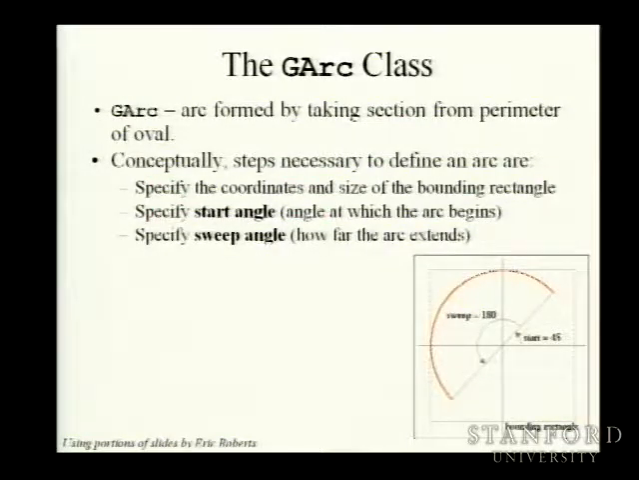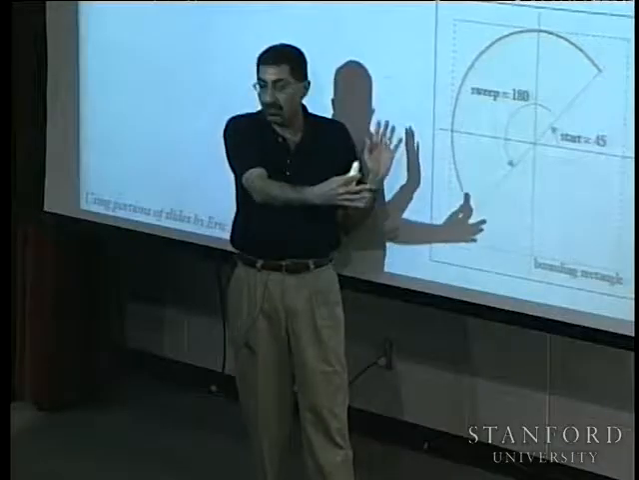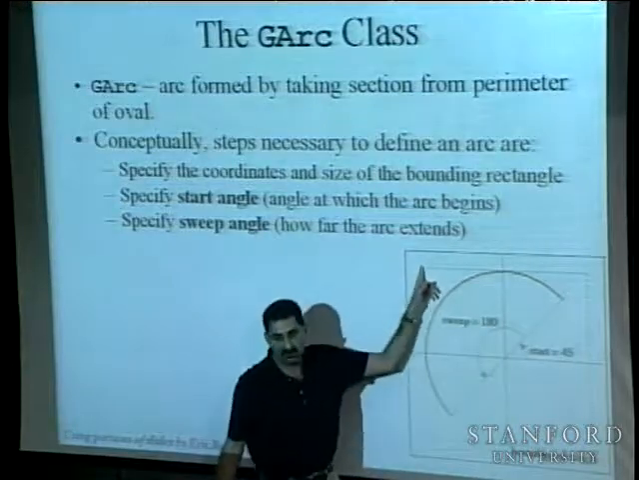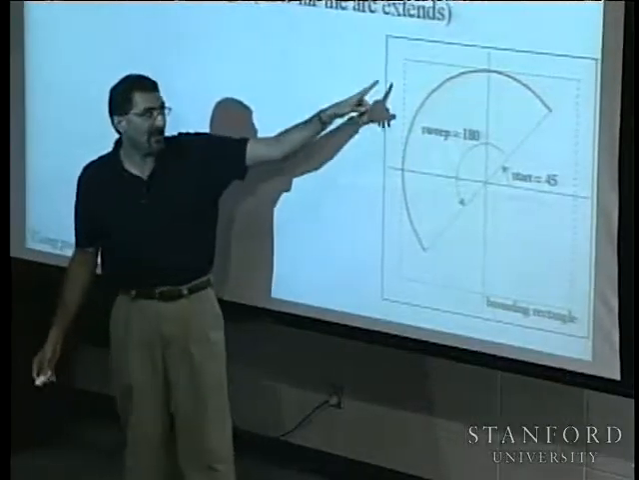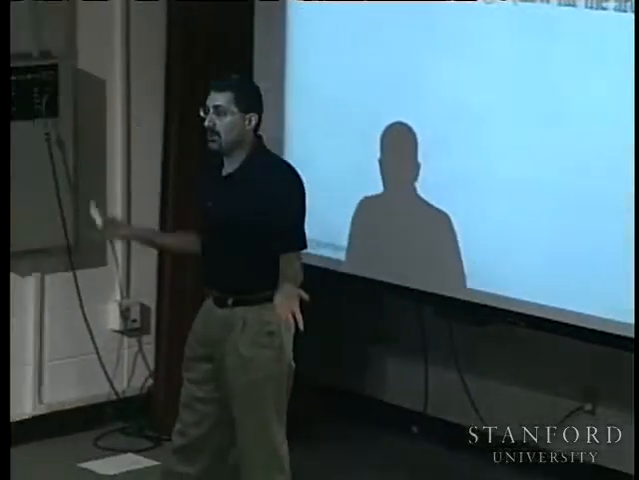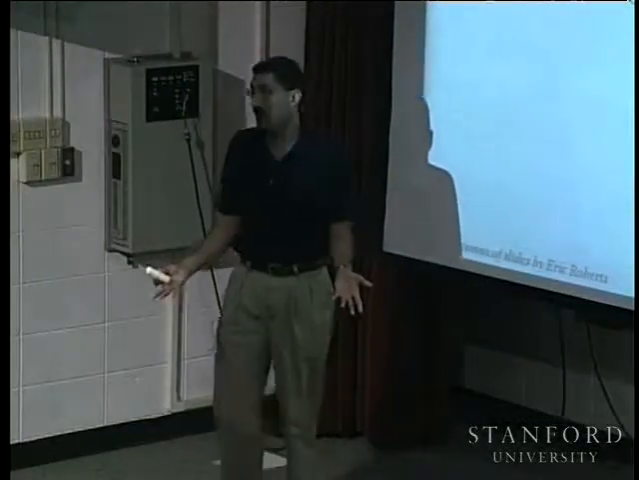A GOval sits inside some rectangle, and that's what tells you what the dimensions of the oval are. Here I've drawn it as a circle. So here's the bounding rectangle, and it's got some upper left-hand location. So we have some XY upper left-hand location. We have a width and a height. That's what's going to define for us what essentially the oval is going to look like.